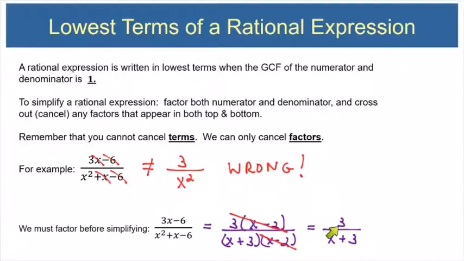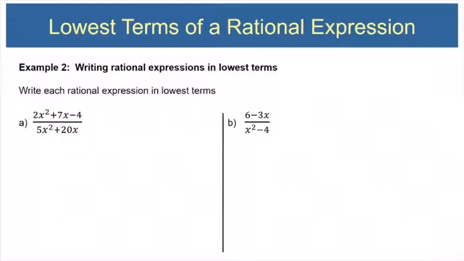Now I know some of you are going to see the 3's here, and you're going to be tempted to cancel those out. But remember, this 3 in the denominator is not a factor of the denominator. This 3 is a term, so it is not available for canceling, and this is as simplified as this expression will get. Now let's practice simplifying a little more.